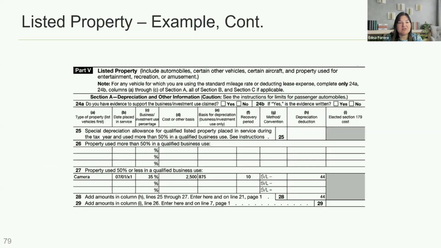So here's an example of her part 5 on form 4562. We'll see the camera listed, the date, the percentage used for business, the cost, and then we're going to report what she uses as far as straight line, and then the dollar amount that she's receiving based on that. So your computer system or software is going to fill this out for you, but you want to make sure that you preview it to make sure that it's filled out properly. All right. So again, this is form 4562 part 5 to fill out her item.